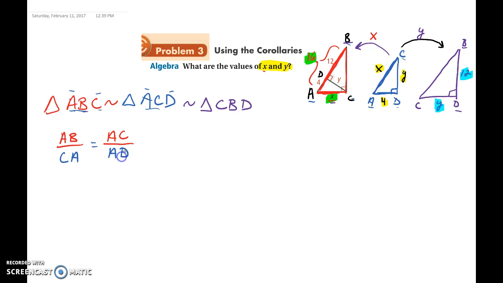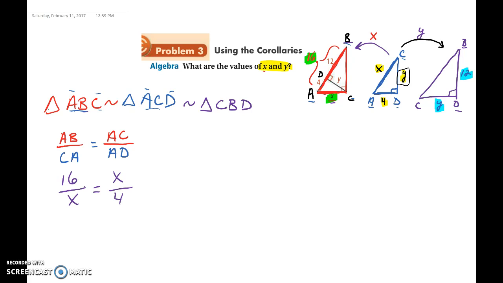Now, when we fill in our numbers, we get 16 over X is equal to X over 4. This is something we've learned already in another one of the videos. We only have one variable. If we tried to do anything with this CD here and our red triangle, we would have an x and y, and we wouldn't be able to solve it as is. So now we can go ahead and solve for this.